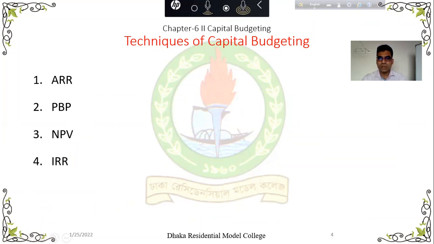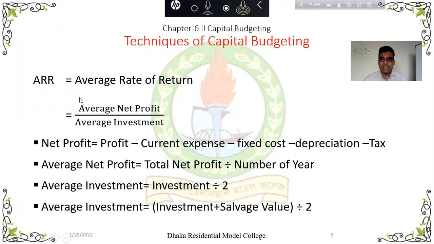Before starting our math, we have to know what ARR is and what PBP is. In your book, all the questions will come from ARR and payback period. ARR means average rate of return. Write down these points. ARR means average rate of return. The formula of ARR equals average net profit divided by average investment.